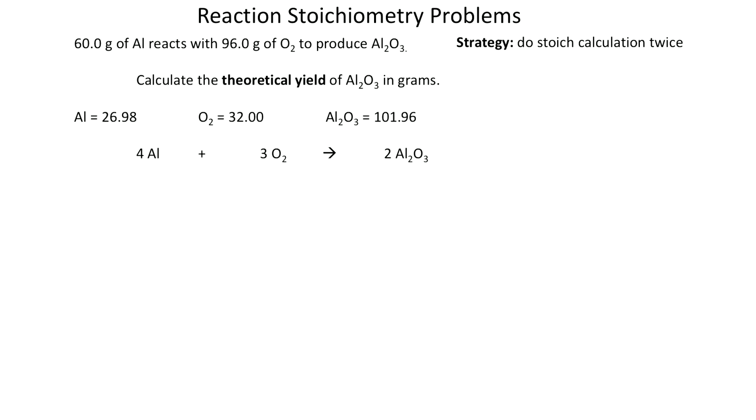My strategy here is I'm going to assume all of that aluminum reacts to make product, and get a number. Then I'm going to do another stoichiometry setup and assume, what if all of the oxygen reacts? How much product do I make? I'm going to compare those two numbers. So we're going to do stoichiometry twice and compare. Since we're talking about masses, we're going to do molar mass, stoichiometry, molar mass. I give you the molar masses right here of everything.